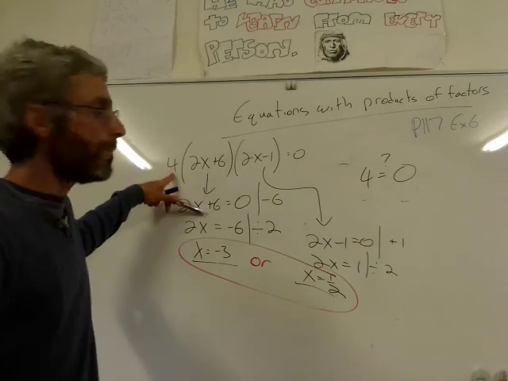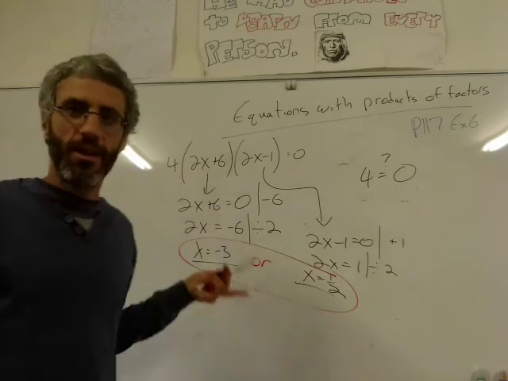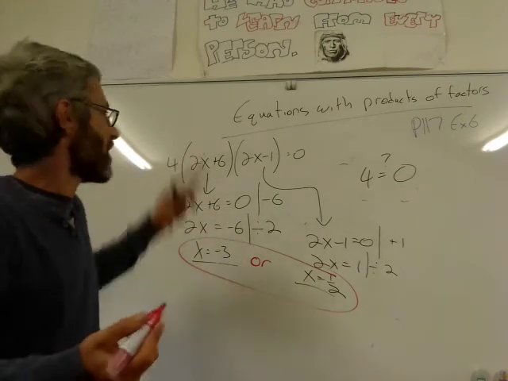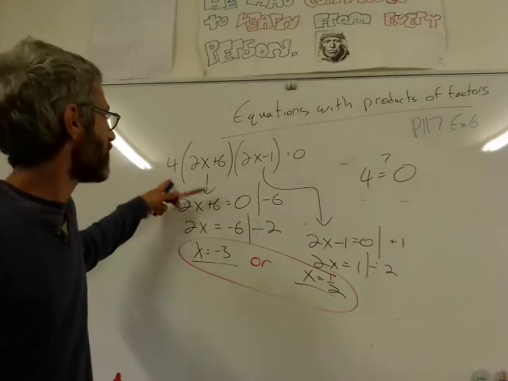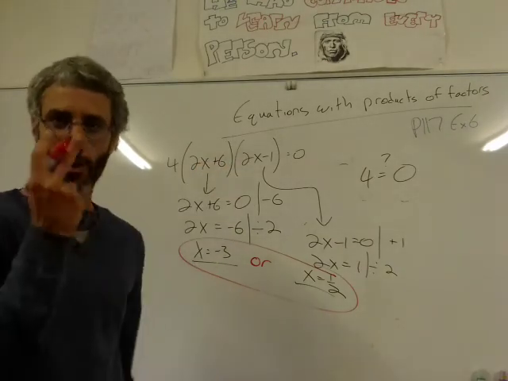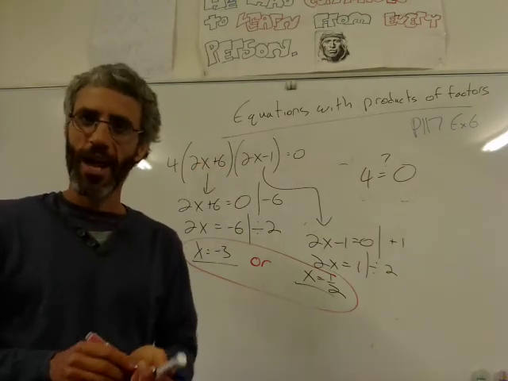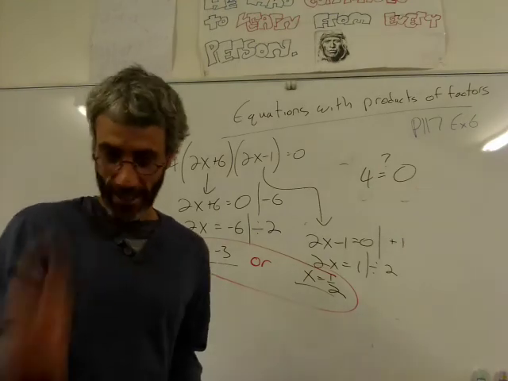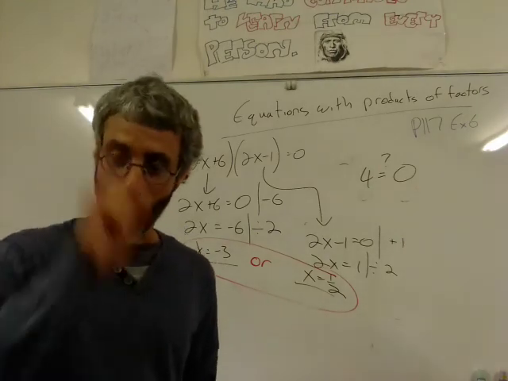That free number 4, we can't make 4 equal to 0. So even though I have three things that multiply by each other, I only have two solutions. Okay? I hope that makes sense. I'm going to get you to do some exercises. We've got one last lesson.